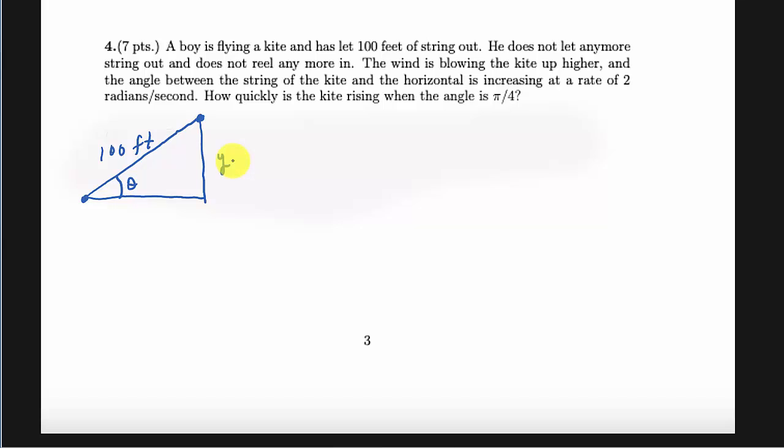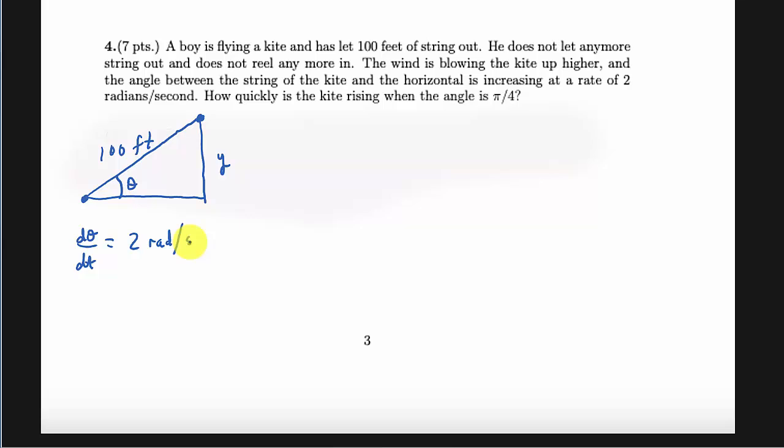So let's write down the information they're giving us, and let's write down what we want to find. It says the angle between the string of the kite and the horizontal is increasing at a rate of 2 radians per second. So that means this kite's going up here, and so this angle's increasing. So we've got d theta dt is equal to 2 radians per second.